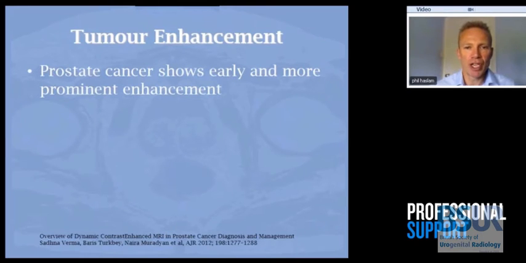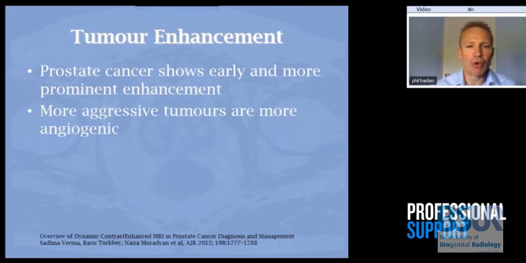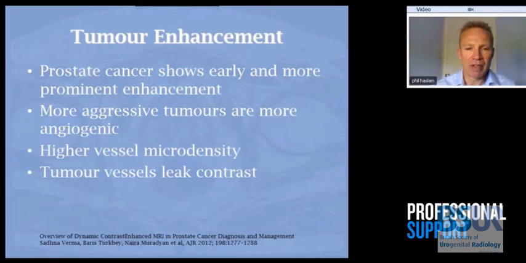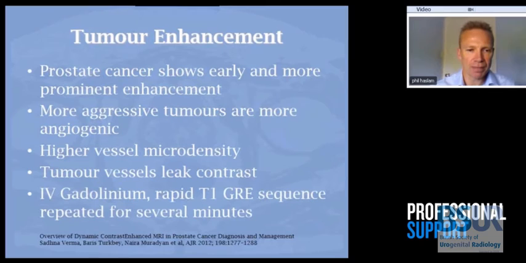Prostate cancer shows early and more prominent enhancement than the surrounding tissues normally. We know that more aggressive tumours are more angiogenic. The tumour vessels are abnormal. There'll be a higher vessel microdensity, and these abnormal vessels leak contrast, so that shows you enhancement.